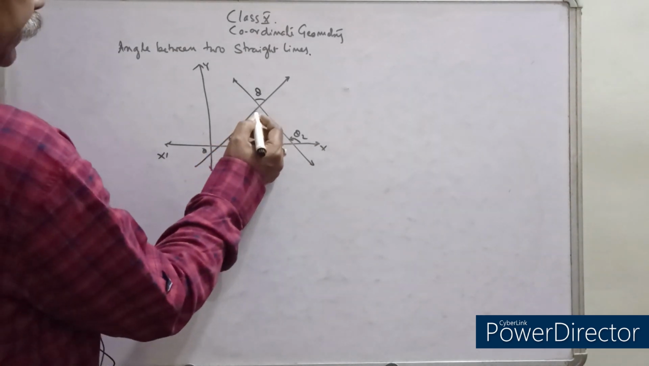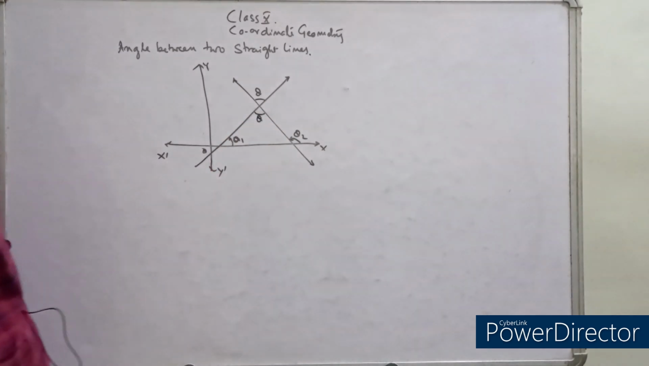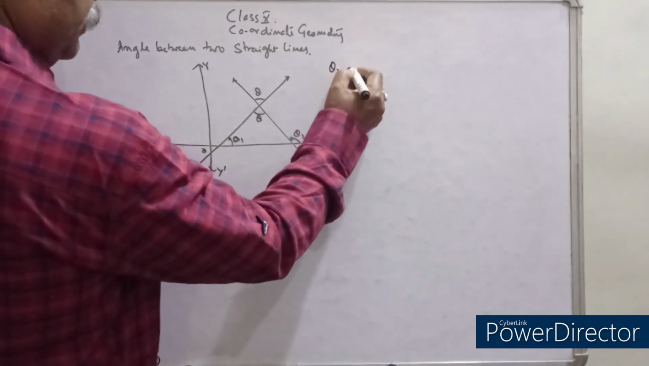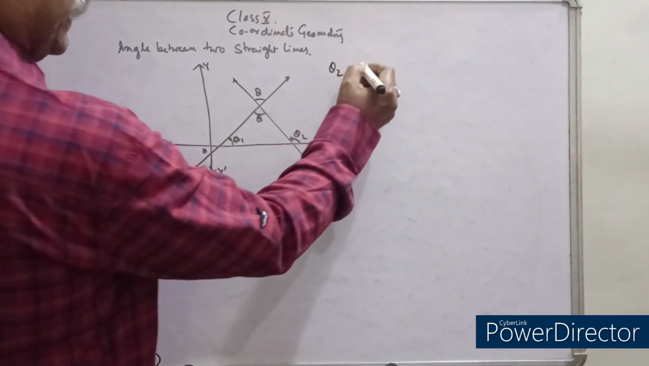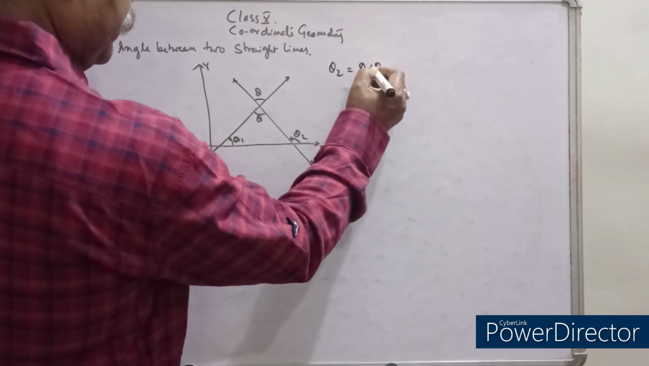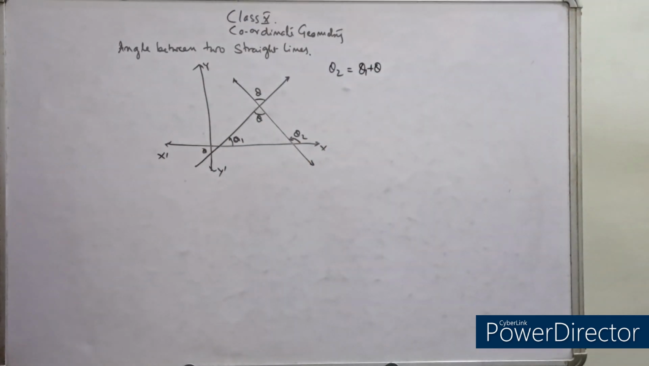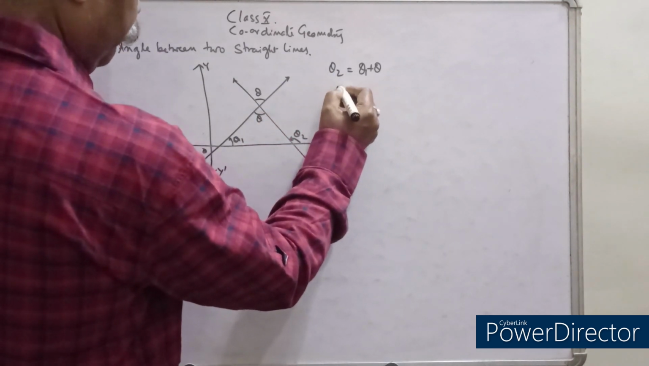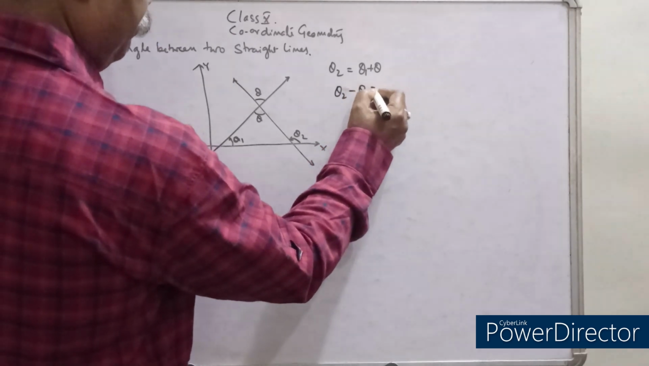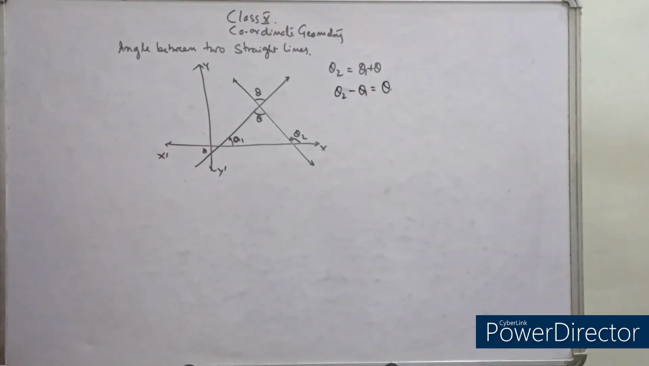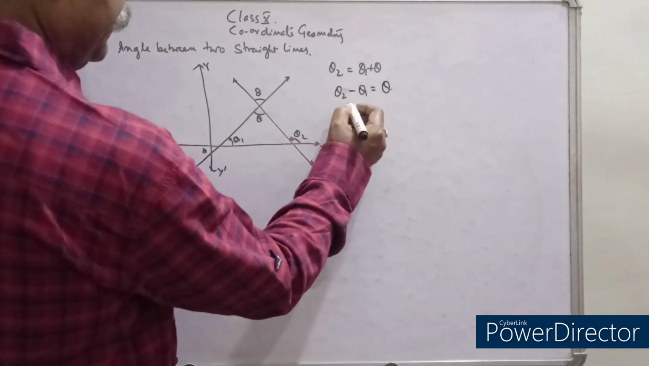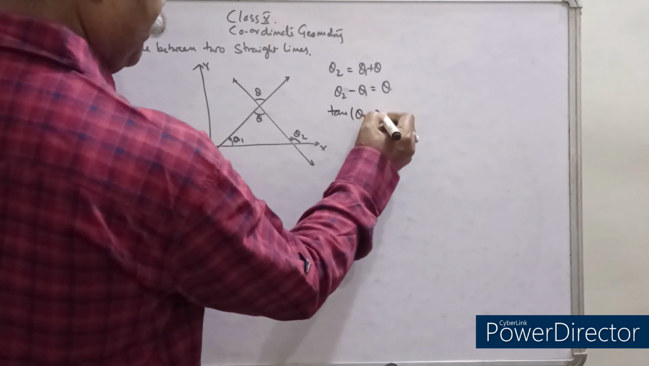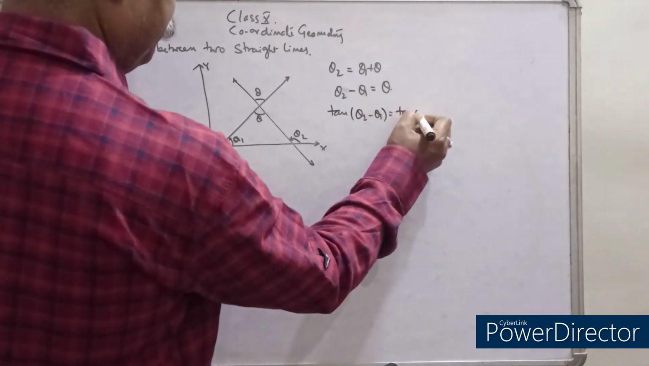So these are vertically opposite angles, theta. Now the exterior angle of a triangle is equal to the sum of the opposite interior angles. So now theta 2 minus theta 1 is equal to theta. Here you see I am taking tan on both sides: tan of theta 2 minus theta 1 is equal to tan theta.